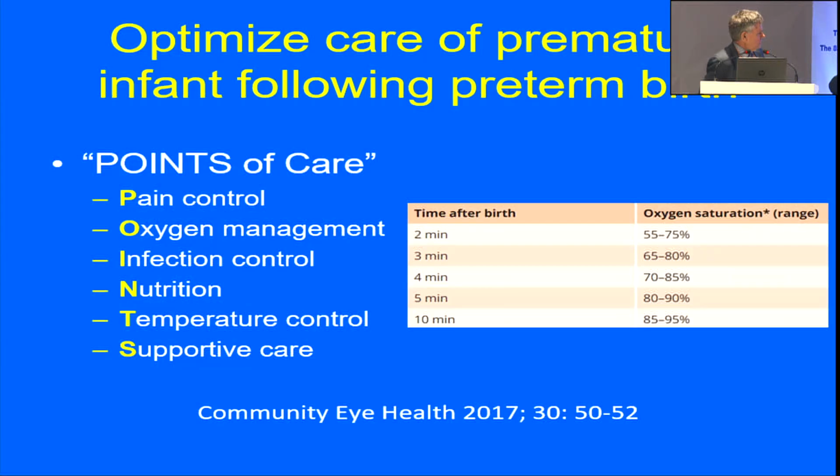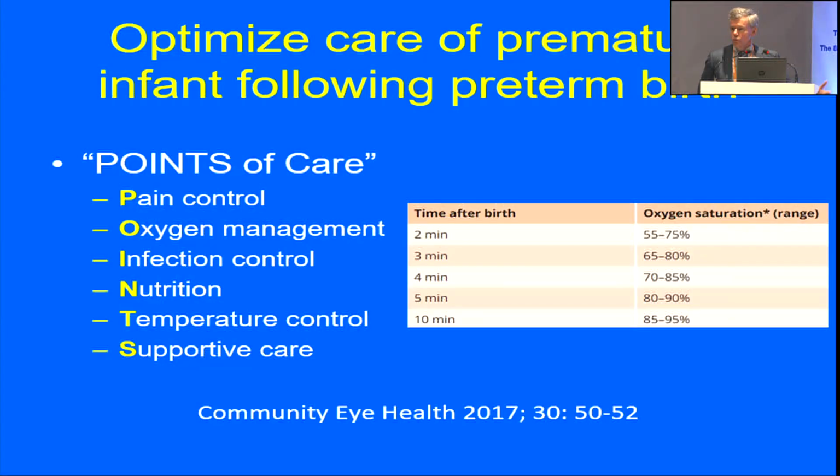There's a nice paper, a few years old, that just summarises this, the points of care that are really important in caring for a premature baby: pain control, oxygen management, and this is really interesting. These are the target saturations that the neonatologist should be looking at certain periods after birth.